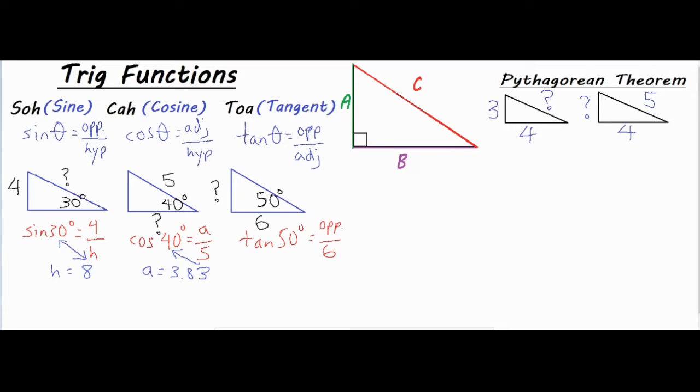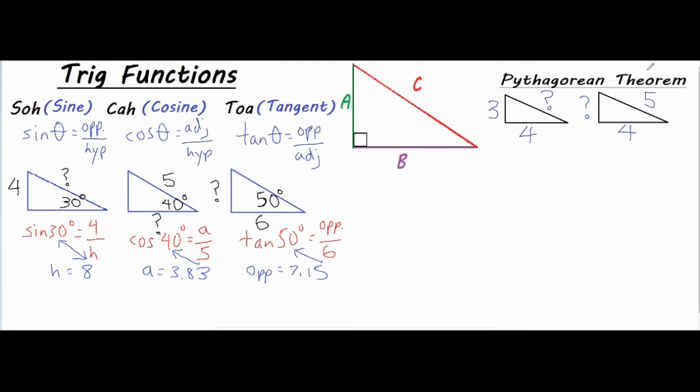3.83. For the final one, the tangent of 50 degrees equals the opposite over 6. Again, I'm just going to cross the 6 up and over. So tangent of 50 times 6 gives me my opposite side, which is 7.15. So that's how you use the three different trig functions. You basically ought to see what you have, what you're looking for, and then find the appropriate trig function that matches both of those things. It has one of the things that you have and one of the things that you're looking for.